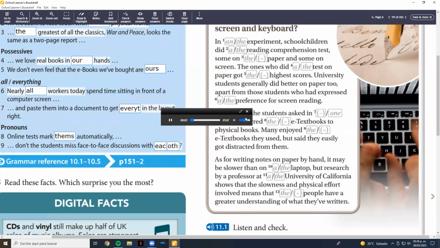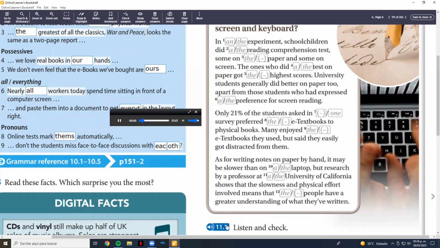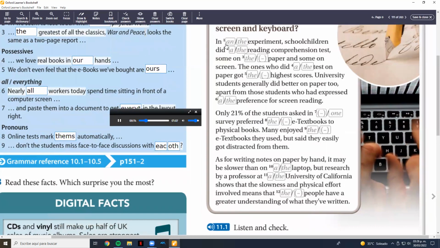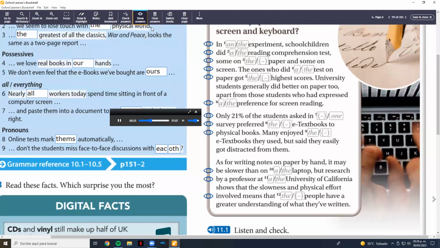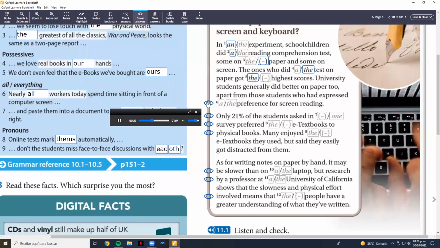11.1 Pen and paper or screen and keyboard? In an experiment, school children did a reading comprehension test, some on paper and some on screen. The ones who did the test on paper got the highest scores. University students generally did better on paper too, apart from those students who had expressed a preference for screen reading.